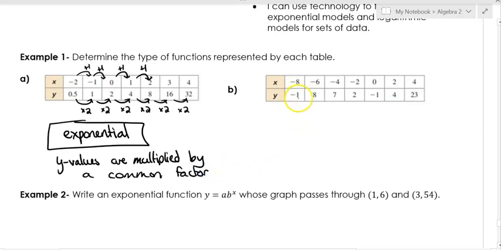Okay, now look at this one. Once again, the x values are going up by 2. And like I said, it doesn't matter what they're doing, they just have to be consistent across the table. So these are going by 2, so we're good there. Now the y values is where you find out what's happening.